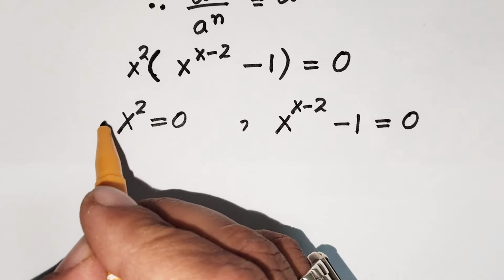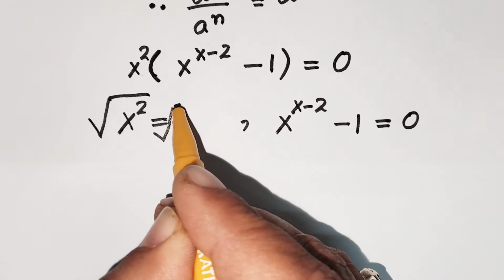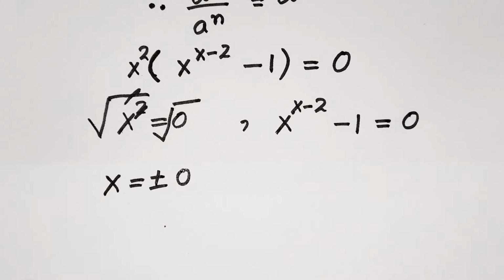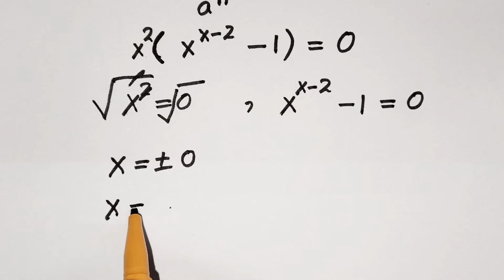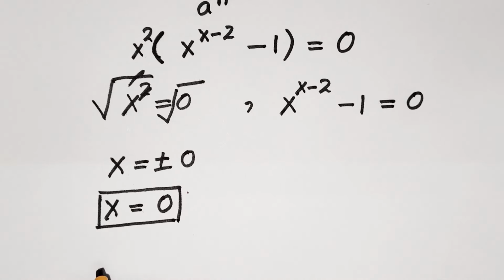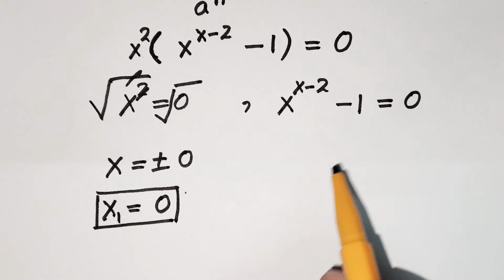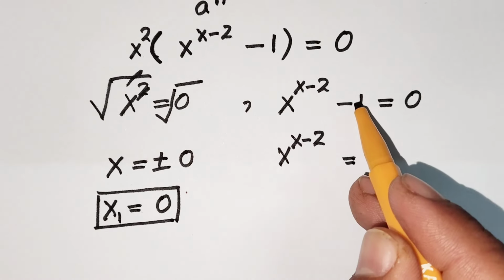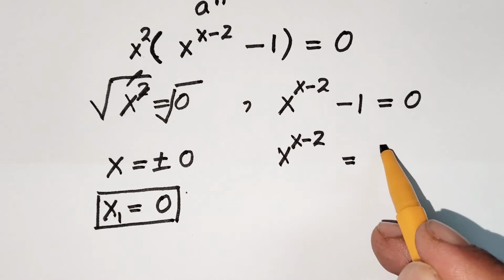If we take square root on both sides of x squared equals 0, we have x is equal to plus minus 0. So x is only 0, which we take as positive, and we find our first value of x. Let's say x1 is equal to 0. Now we solve x raised to power x minus 2 minus 1 is equal to 0; moving the minus 1 to the other side, we get plus 1.